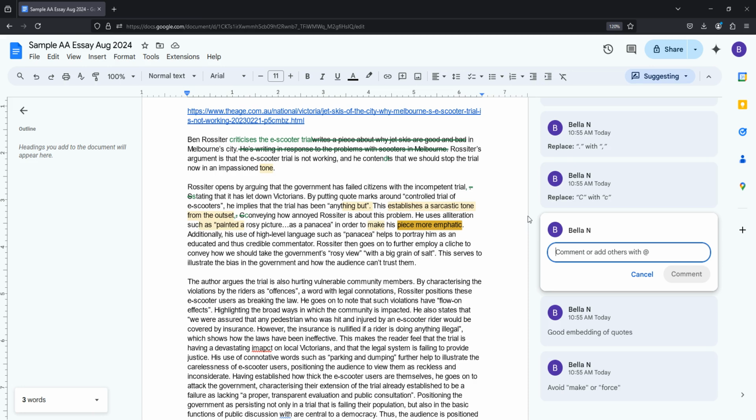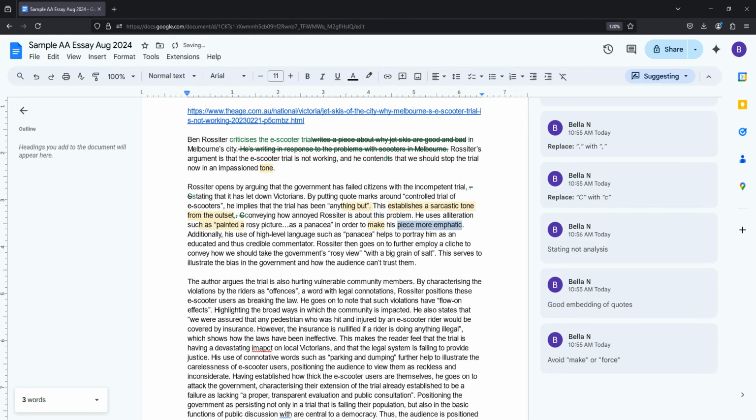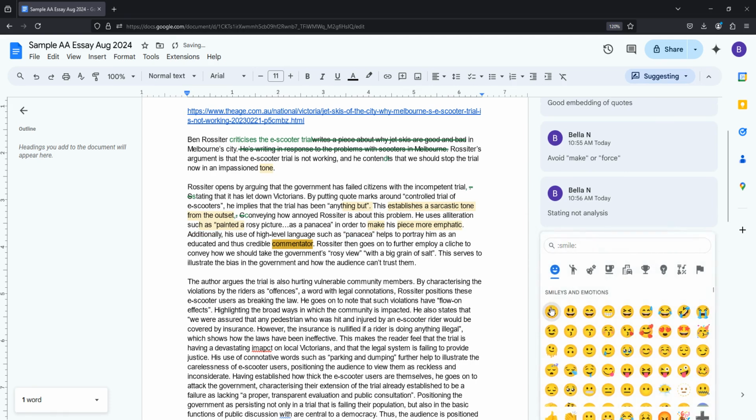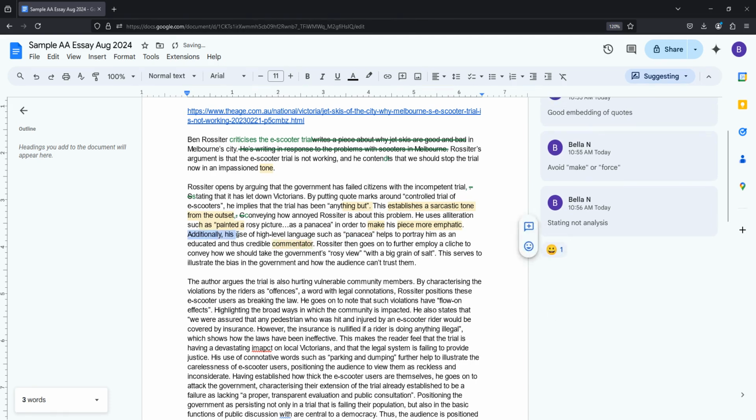So if you're not answering that question, it's not analysis. This is just stating. Here: "Additionally, his use of high-level language, such as 'panacea', helps portray him as educated and thus a credible commentator." Perfect, that's really good. So, a good connector, then we've got technique, quote, and effect, and the effect is how does this make us feel about the author? So that's really good.